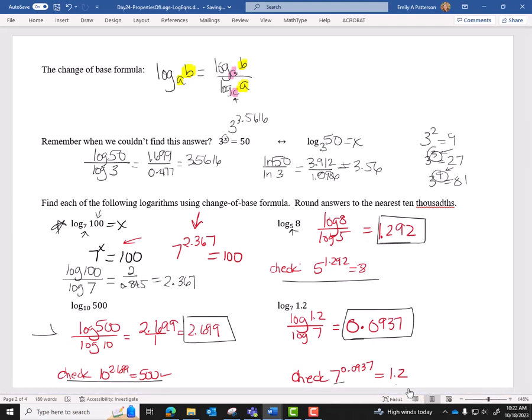I did want to point out on this problem here that I asked for log base 10 of 500. Well, that's exactly what log base 10 is. So that was kind of a sneaky problem. Some of you, when you hit log base 10, it's like, oh, it's 1. This divided by 1 is the exact answer. Because asking for log base 10 and doing log base 10 is exactly the same question. So this really didn't need the change of base formula.